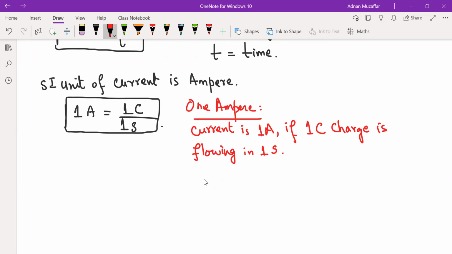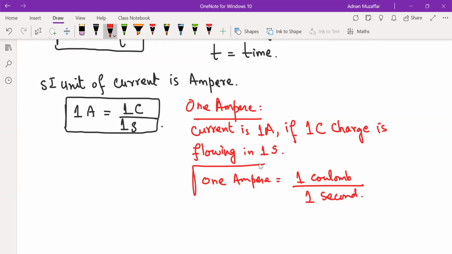Then we can say current is 1 ampere. Okay, so even you can write like this. For example, if they are asking you to define 1 ampere, you can write 1 coulomb over 1 second. If you want to write in word equation, you can write in this way. There's no harm in that. Even it will be acceptable. Okay, so the situation is just like this.